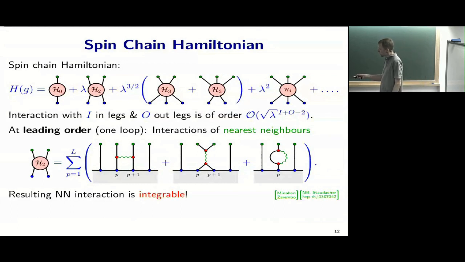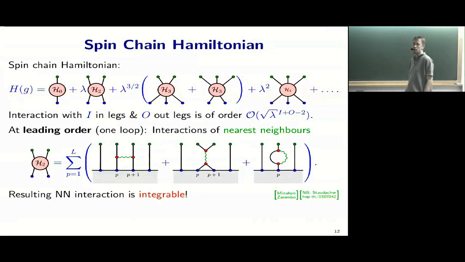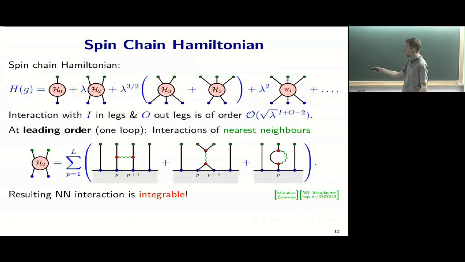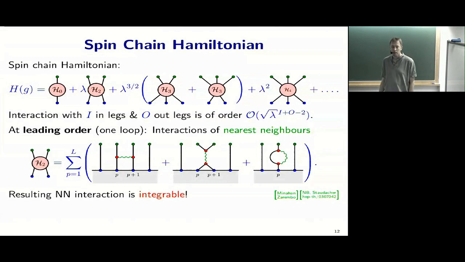And what you notice is that only nearest neighbors of this chain can interact through such interactions. And so you can summarize them as the symbol which attaches to two links of your chain and produces two new sites of your chain.